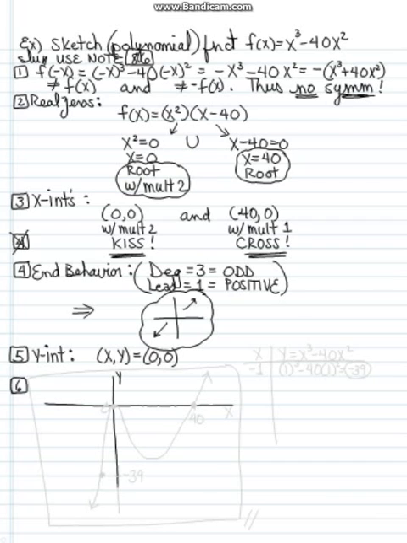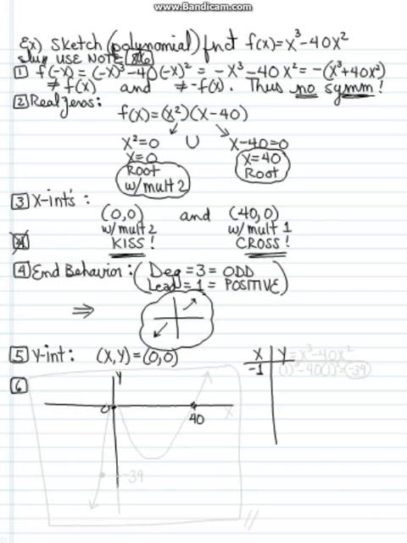Let's see. We have an x-intercept at 0, 0, so there's a point there. We have another x-intercept at 40, 0, so somewhere over here is the number 40. And we cross here. Okay. Oh, yes, we have a crossing at 40, and we have a kiss at 0, 0. So if we have a kiss and then a crossing, we need to know what's happening to the left and right of 0. So let's find a few points here. Let's make an xy table. And let's let x equal negative 1 to see what's happening there.